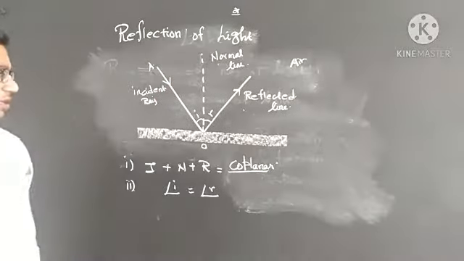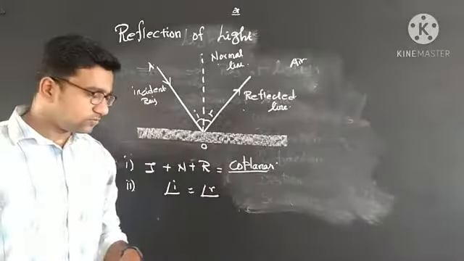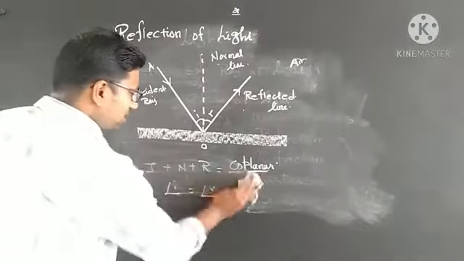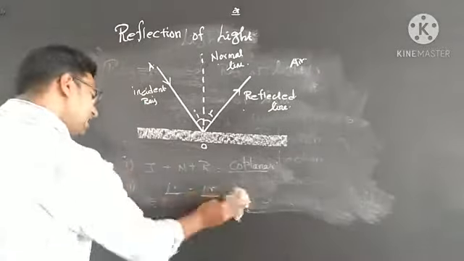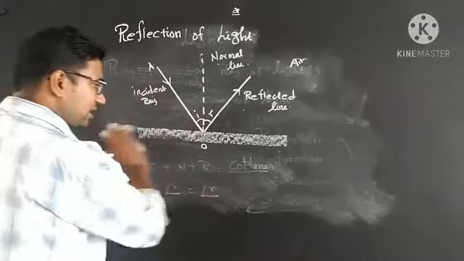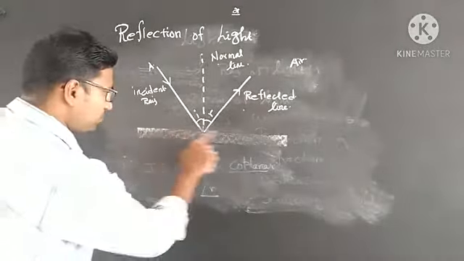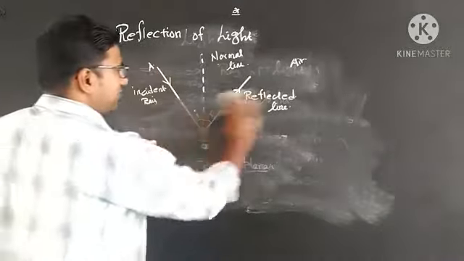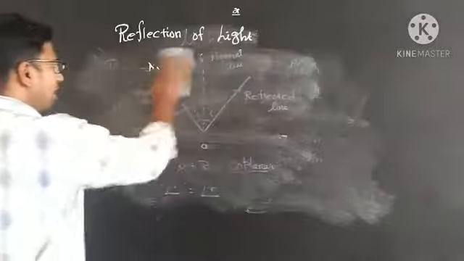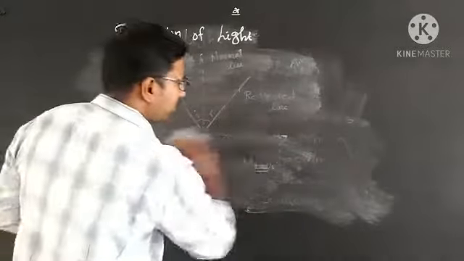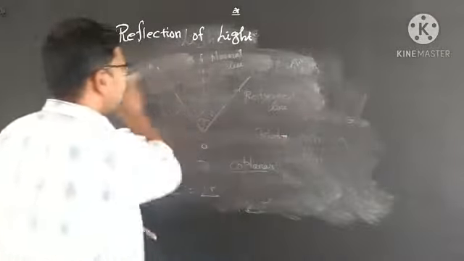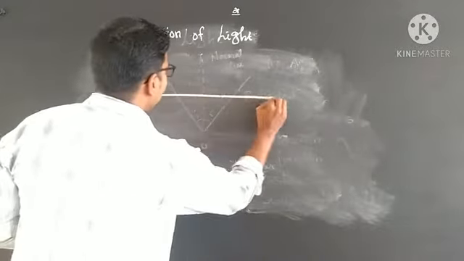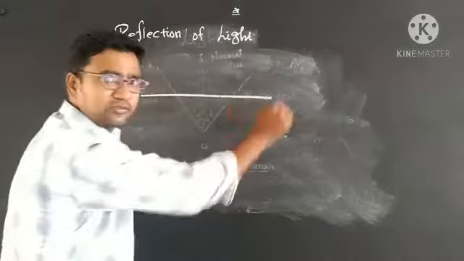Okay, students, very important condition. And the next one: reflection occurs on any polished surface. But this polished surface may be flat or of other forms. Now I am going to discuss a flat medium, when the light rays are impinging on a flat silvered surface.